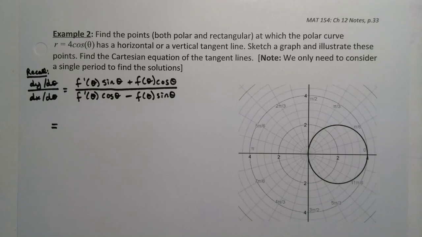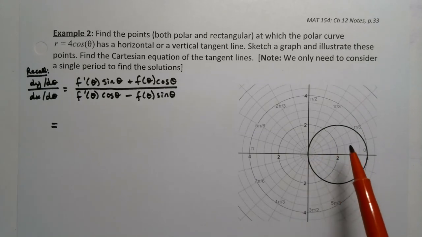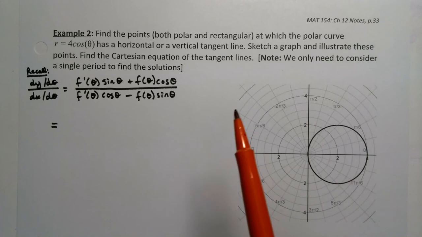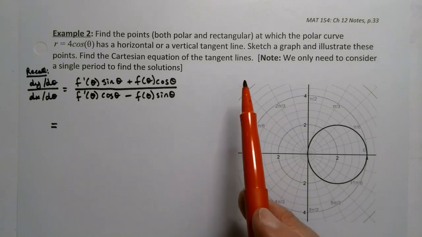So for this problem, we want to find the points, in both polar and rectangular form, at which the polar curve r equals 4 cosine theta has a horizontal or vertical tangent line. We're going to sketch a graph. Well, the graph is already sketched, but we're going to add the lines to it. Find the Cartesian equation of those tangent lines.